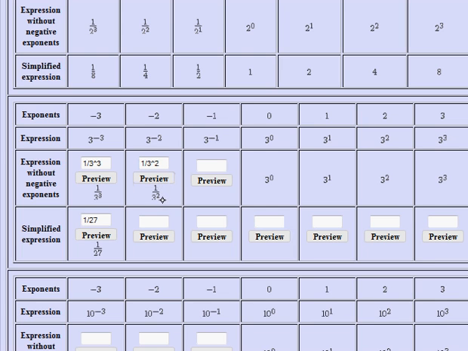You wouldn't want to write that as a negative because the whole idea was to write the answer without a negative. And then we figured out that this would be 1 divided by, and then 3 squared means 3 times 3 or 9. Let's preview that to see that.